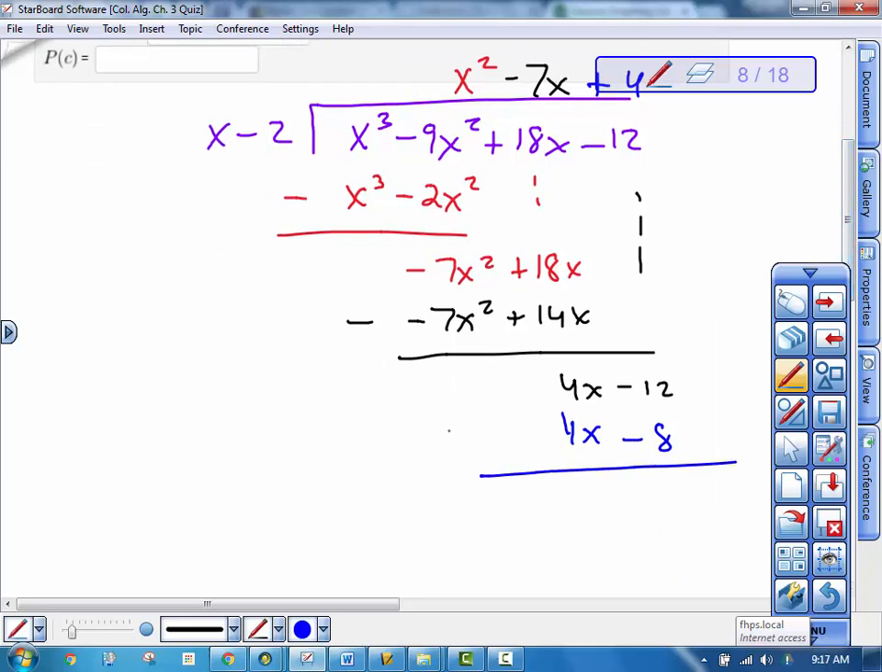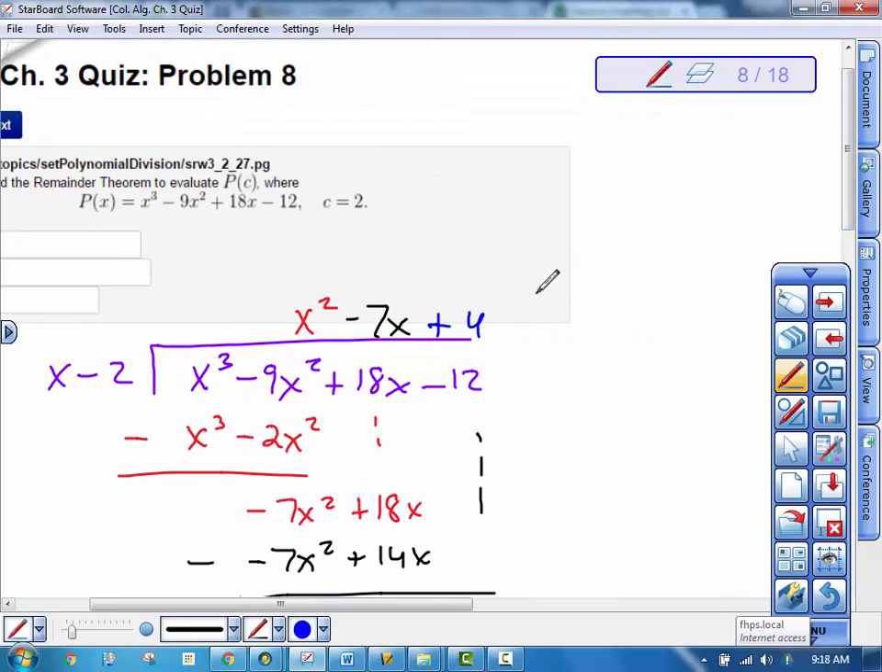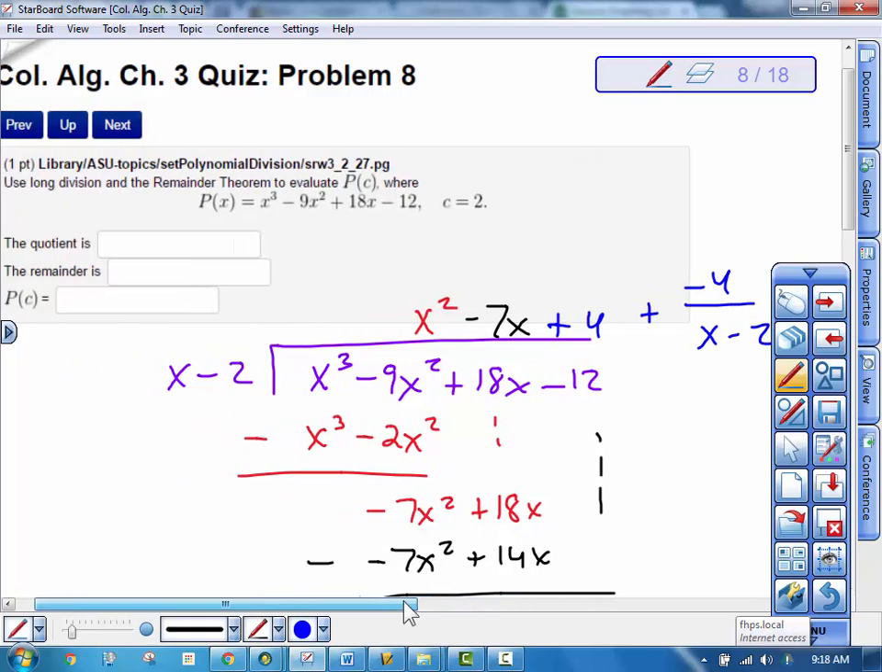So that gives us a remainder when we subtract of negative 4. And so that's our remainder. What we do usually is put that plus negative 4 over the divisor x minus 2, but we can just write the remainder right here. Quotient is x squared minus 7x plus 4. And then P of C, when we stick this in, the remainder is what P of C is.